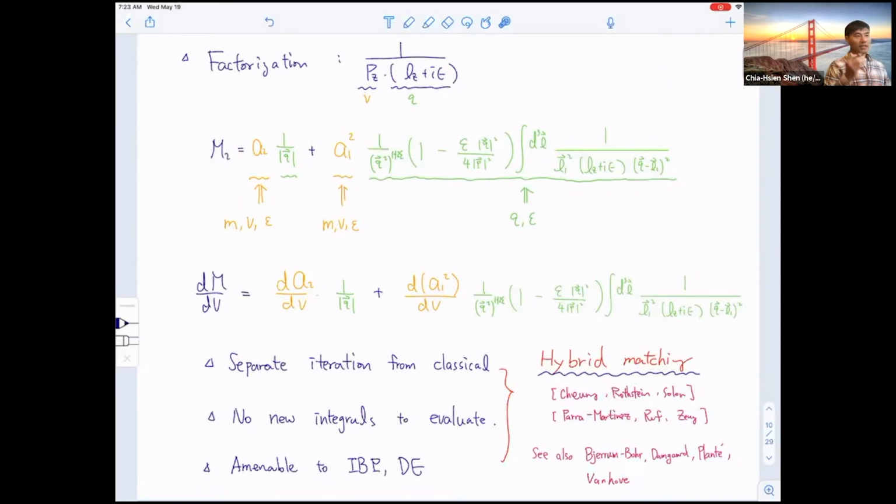So it's nice because it matches well with differential equations: when we take derivatives, they only hit the prefactor. So all the integrals are just spectators, and you don't even have to evaluate them explicitly, except for the ones that actually appear in the classical physics.